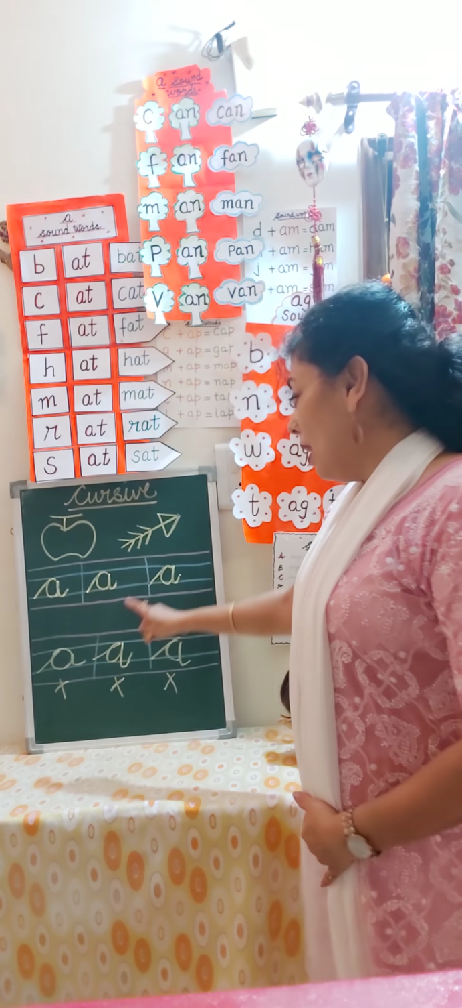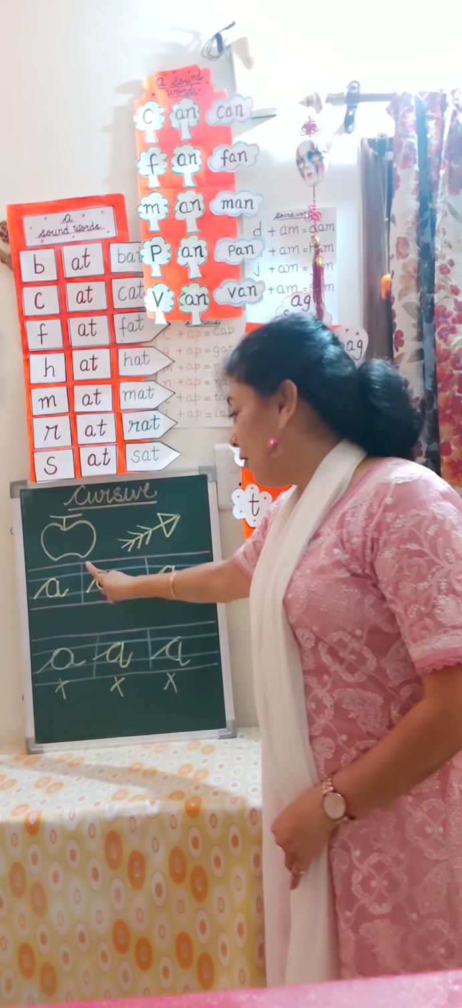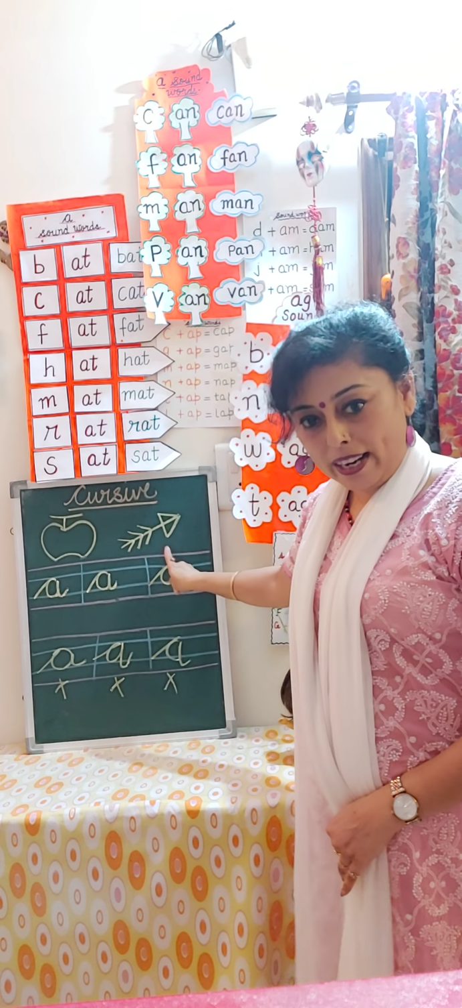So children, do practice writing of A and learn to draw A for apple, A for arrow. And with A, you also practice U, I, W, Y, M, N, C, O. See how many letters we have learned. And today we have learned A. So again, see, A for apple, A for arrow.